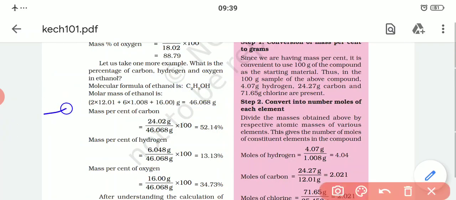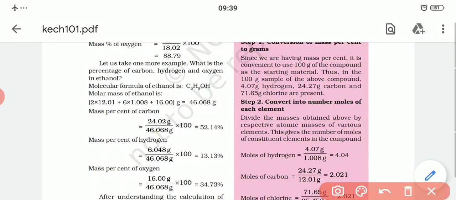So molecular mass of ethanol: 2 carbon, so 2 into 12.01, plus 6 hydrogen, so 6 into 1.008, plus 1 oxygen, which is 16, so total is 46.08 gram. Okay, now calculate the mass percentage of carbon.